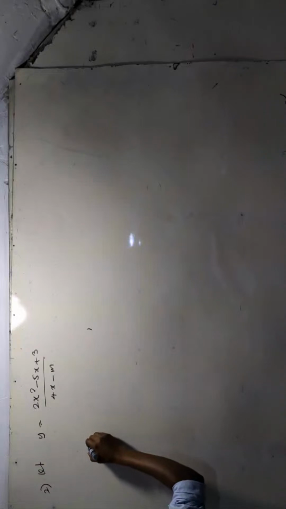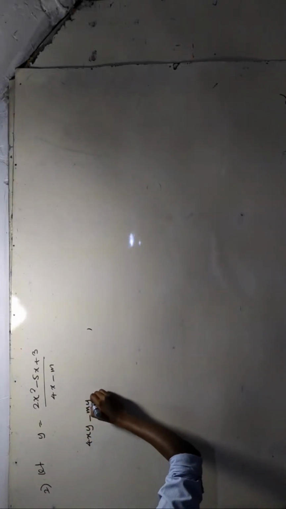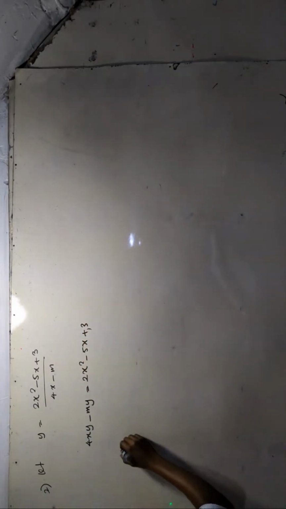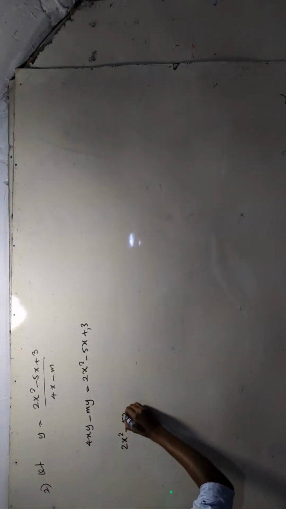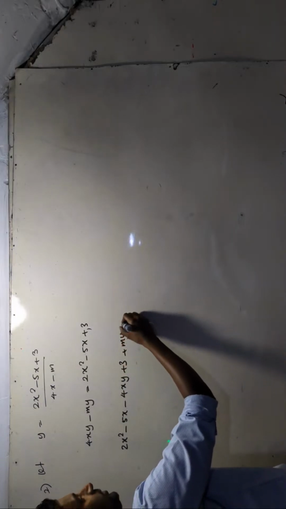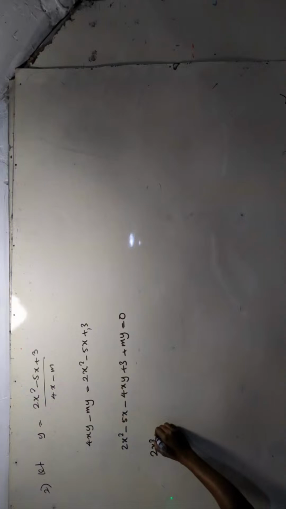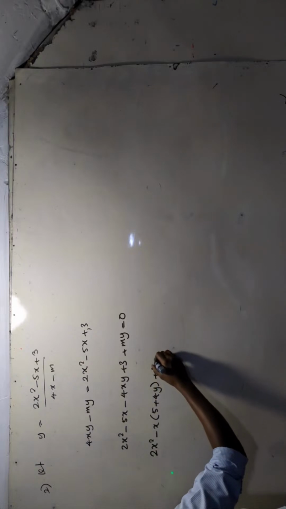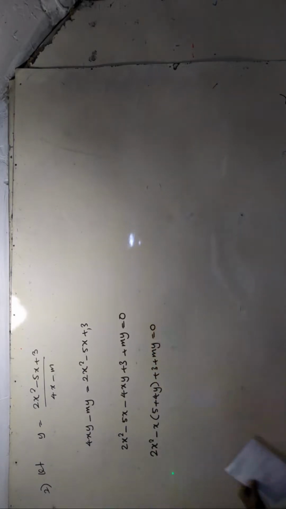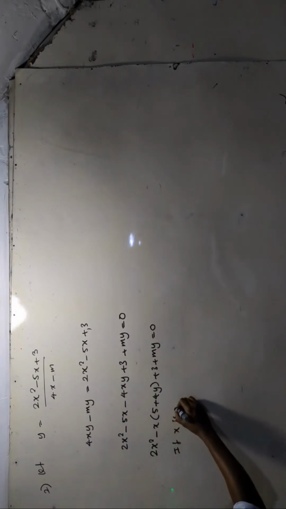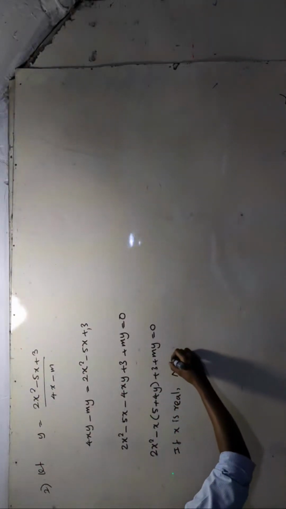Then let's see if X is real, what will happen. So 4xy minus my, and 2x squared minus 5x plus 3. That means 2x squared minus 5x minus 4xy plus 3 plus my is equal to 0. 2x squared, you can take out minus x, (5 plus 4y), plus 3 plus my is equal to 0. Now, this is a quadratic equation of x. So if x is real, delta is greater than or equal to 0.